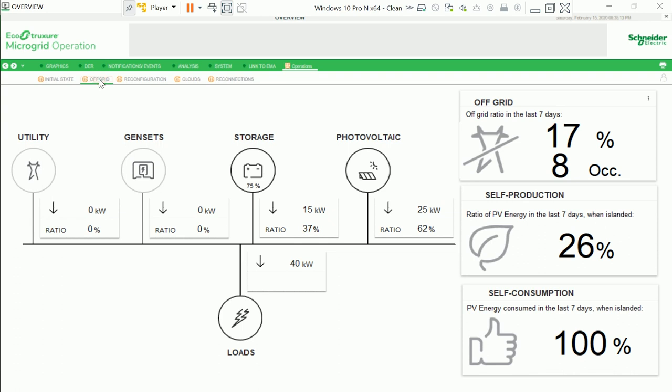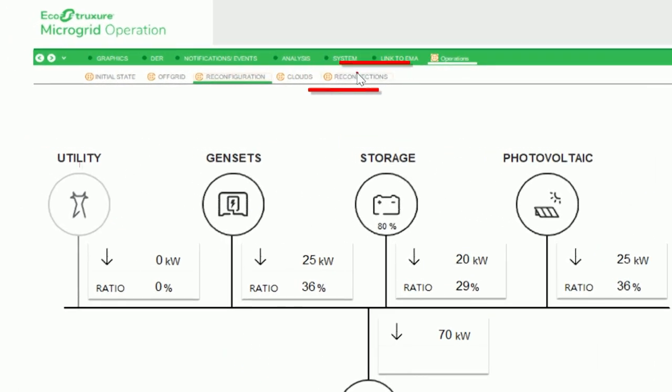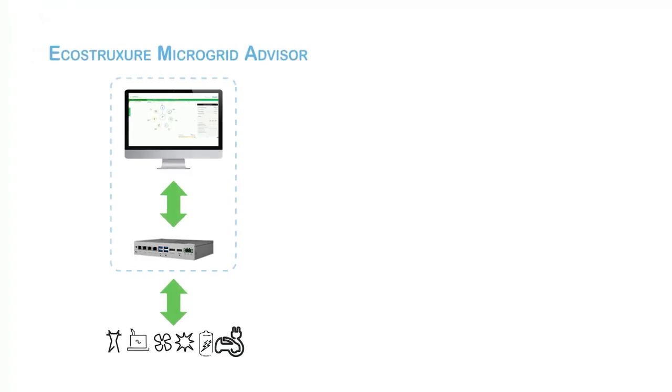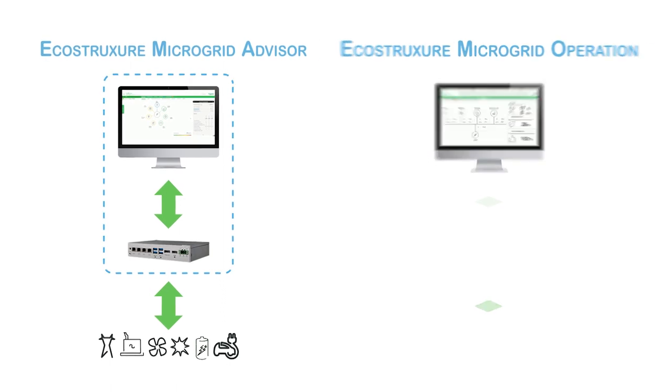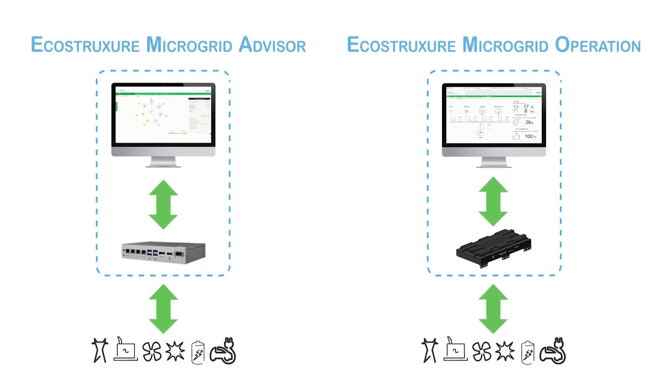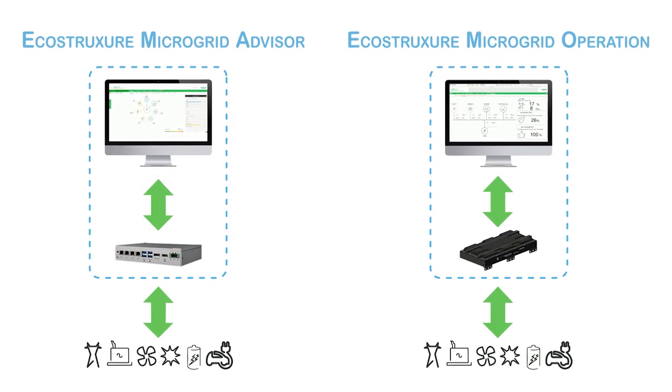In the case of a blackout, a microgrid has to work in an autonomous mode with available distributed generation. This can be controlled by EcoStruxure Microgrid Operation in real time. Another function of EcoStruxure Microgrid Operation is to reconnect the microgrid to the main grid when the main grid is back online. In summary, a microgrid can be controlled in every situation with EcoStruxure Microgrid Advisor and EcoStruxure Microgrid Operation.